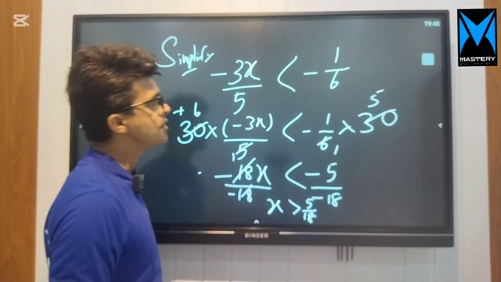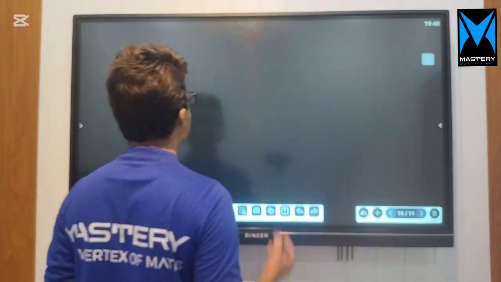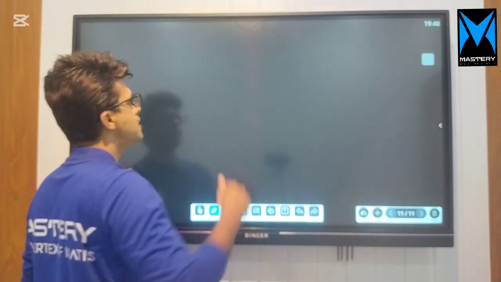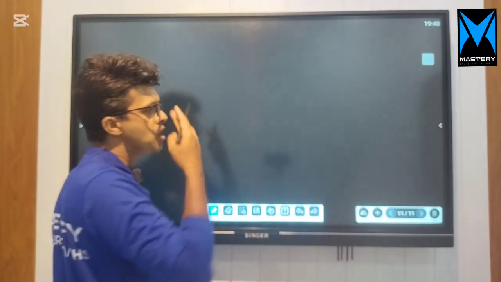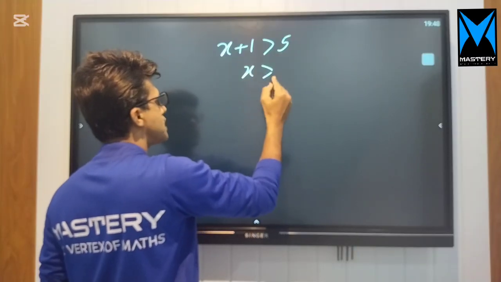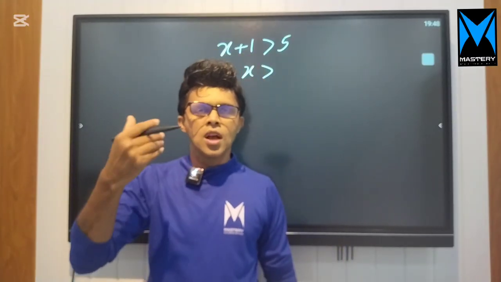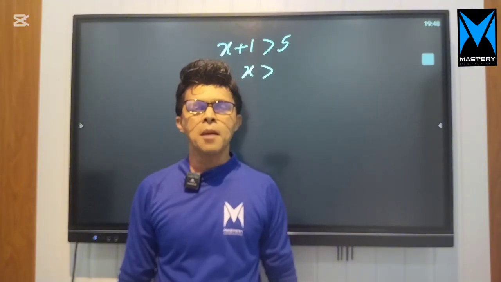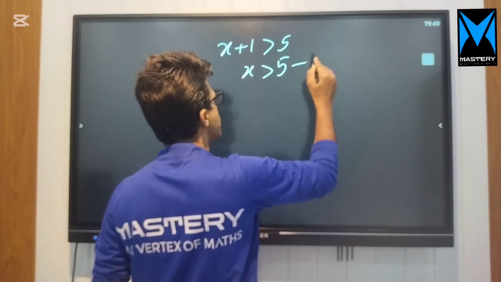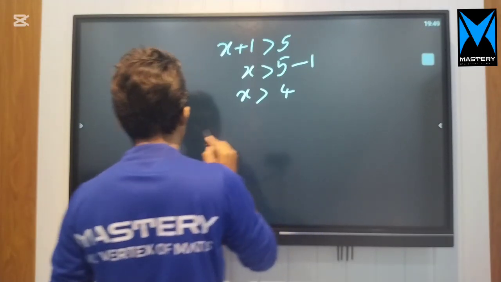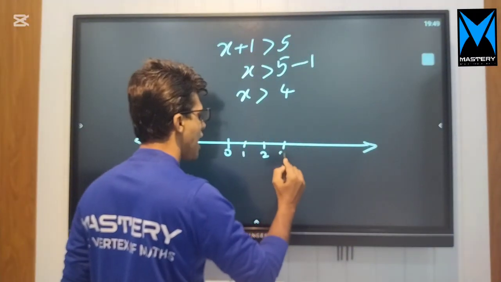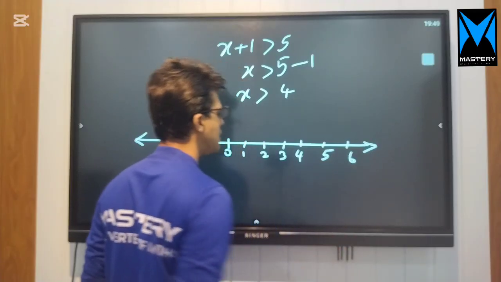Now the other segment is, in this lesson, after solving, you should have gained the ability of writing the solutions on a number line. Think of this one, x plus 1 is greater than 5. The question is, you need to write the solutions on a number line after solving this inequality. So x is greater than, then plus 1 becomes minus 1, x is greater than 4. What you need to do here is get all the values greater than 4.